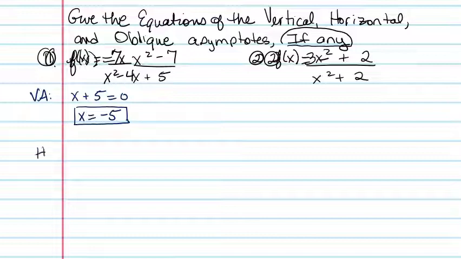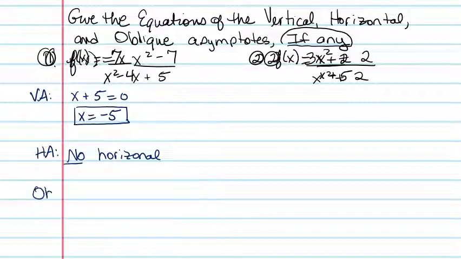The horizontal asymptote, you look at the degrees. It's big on top, therefore there's no horizontal asymptote. And that's just what you'll put, or you'll click the option that says there's no horizontal asymptote.